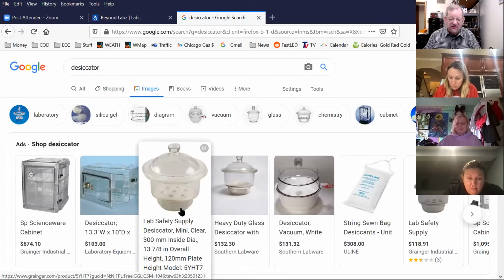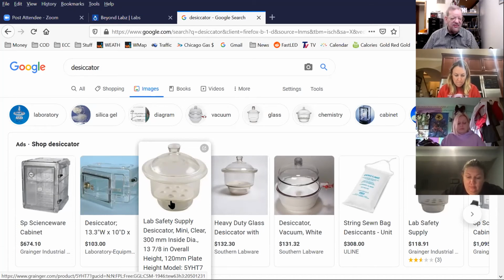Does everybody see on the screen the desiccator? Notice it's got that white plate at the bottom inside, and underneath it, you put the chemical. The commercial version is called Drierite, and it's actually colored blue. If it's pink, that means you have to take it out and put it in an oven to get off the moisture.